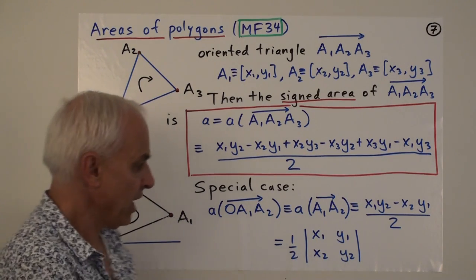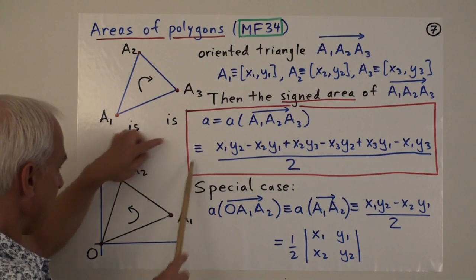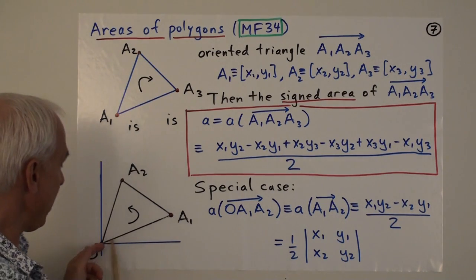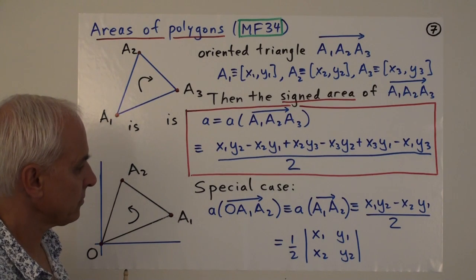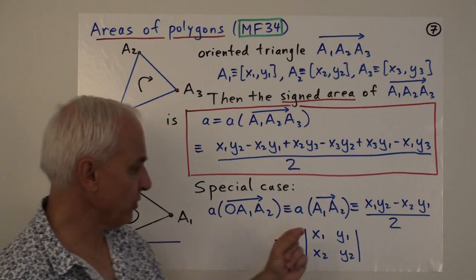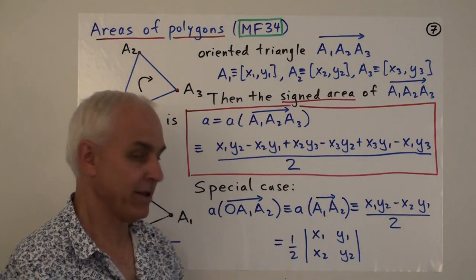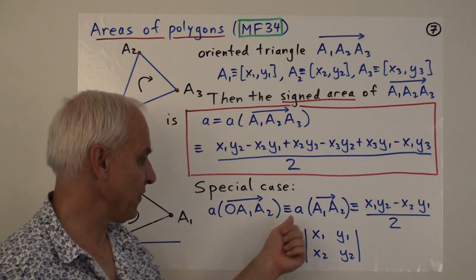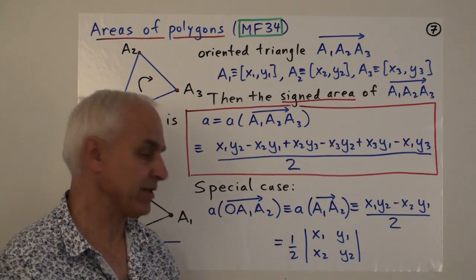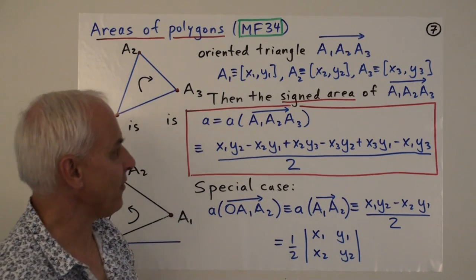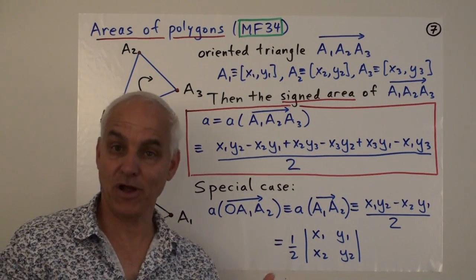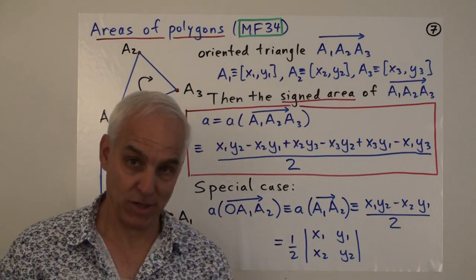And there's a half. If there wasn't a half, then we would be talking about the area of a parallelogram formed by this vector and this vector. Okay, it is very useful to have this simpler notation for the area of this directed line segment. And then we can express areas of triangles and more general polygons in terms of these ones.